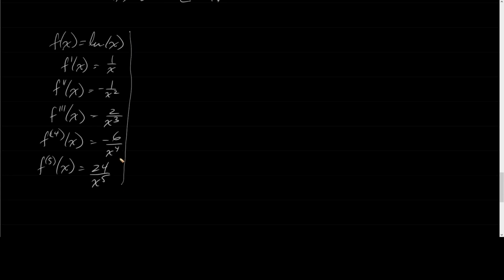So if I evaluate all of this at c equal to 1, what do I get? ln of 1 is 0. 1 over 1 is 1. Negative 1 over 1 is negative 1. 2 over 1, 2. Negative 6 over 1, negative 6. 24 over 1, 24. Right? All I'm doing here is evaluating every single one of these at 1.